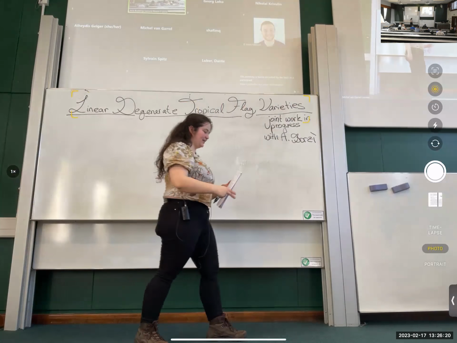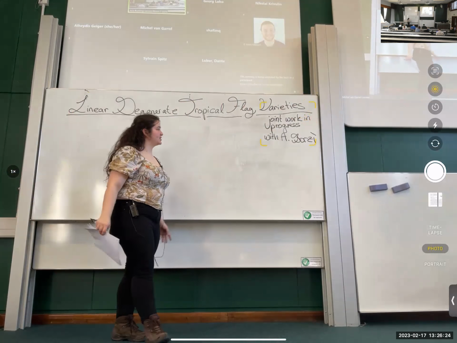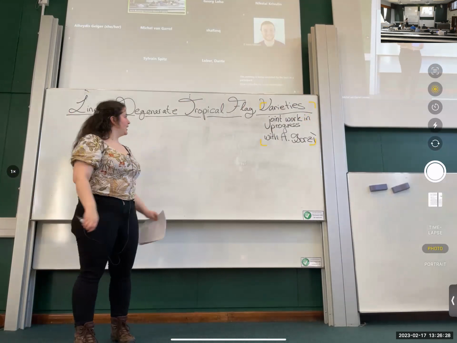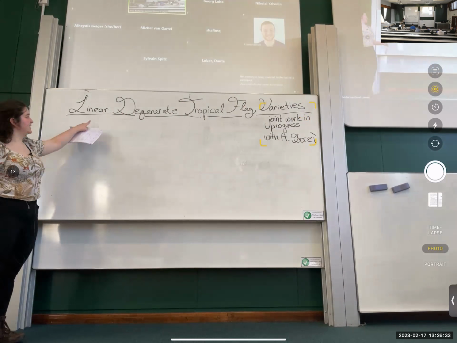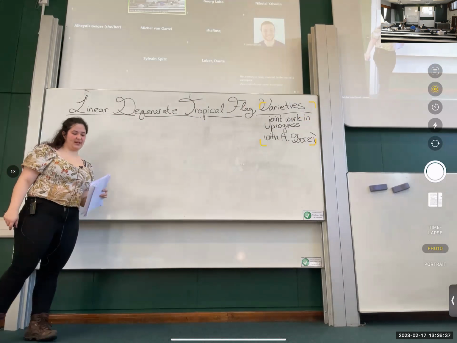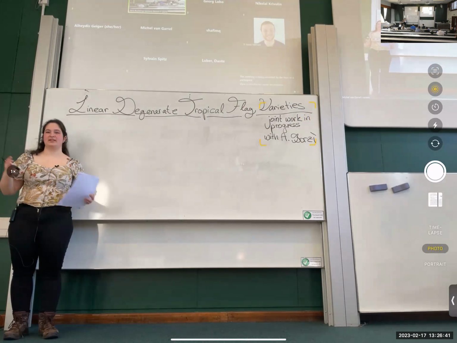Today I'm going to talk about linear degenerate tropical flag varieties. Everything I'm talking about today is joint work in progress with Alessio Borzi from the University of Warwick. I'm going to start for the first 5-10 minutes by telling you what this linear degenerate part in my tropical flag varieties is supposed to mean. And then I'm going to tell you a little bit about the tropical methods used to investigate these linear degenerate flag varieties.